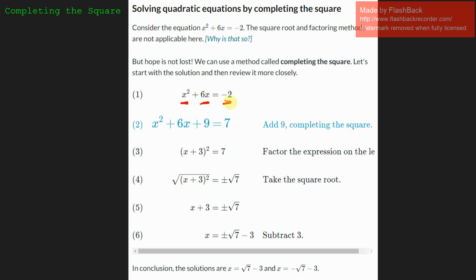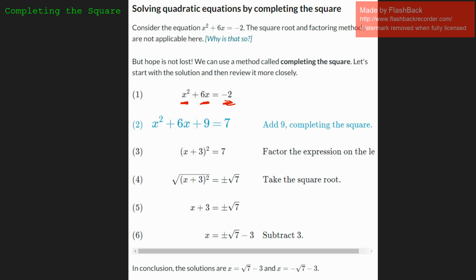This term does not have an x in it, so it belongs on the other side of the equal sign, which is correct. So this problem is already set up for us. Everything with an x is on the left side, everything without an x is on the right side. So that's how you set up a problem for completing the square.